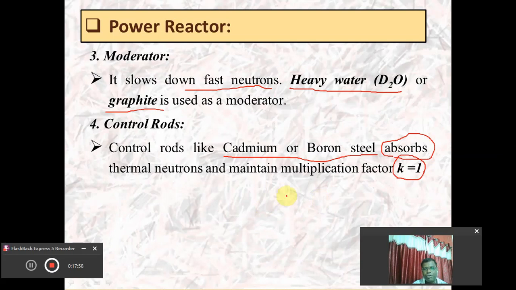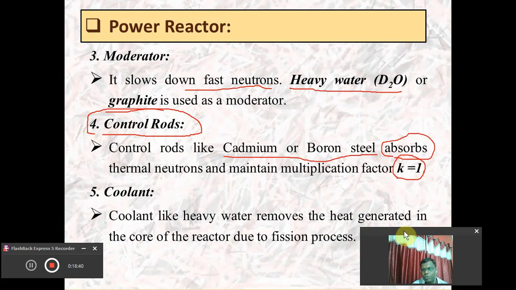If the number of neutrons in all successive generations remains identical, then K will be equal to 1. So the number of neutrons in one step will be equal to the number of neutrons in the next step. If these numbers are the same, their ratio will also be equal to 1, and this is possible by absorbing thermal neutrons in the nuclear fission. This absorption takes place with the help of materials called control rods. So control rods are responsible for controlling the nuclear reaction with the multiplication factor equal to 1.